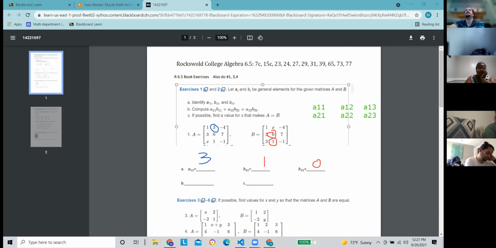Whether I have A or whether I want to change this to B, it's still the same numbering scheme, right? If I'm talking about my B matrix, I'm just changing these to B. Now I'm looking at the other matrix. And so this is where he's getting those numbers from. Any questions about the numbering scheme happening here?